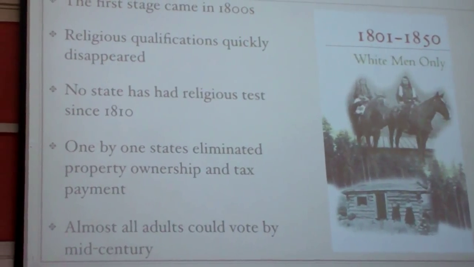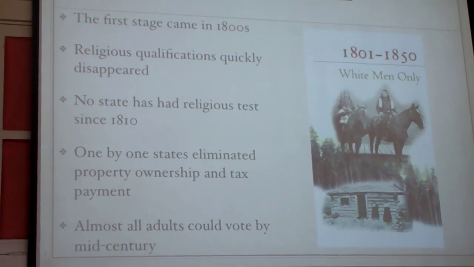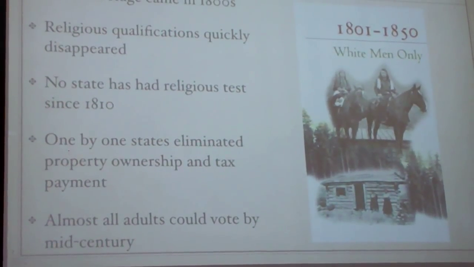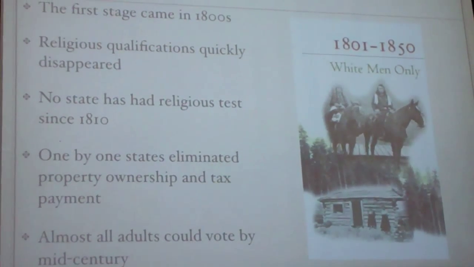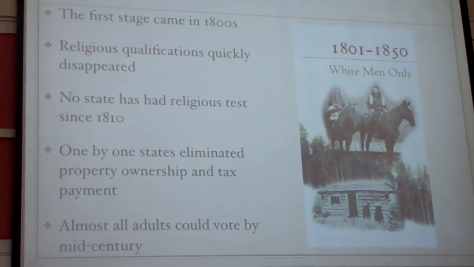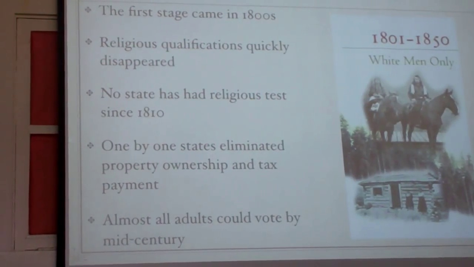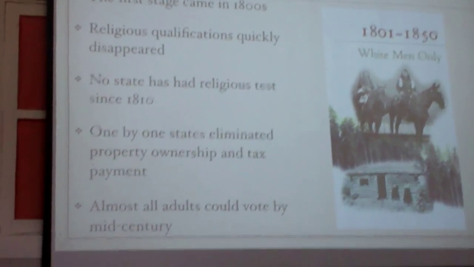The first stage came in the 1800s. Religious qualifications quickly disappeared. No state had religious tests after 1810. One by one, states eliminated property ownership and tax payment requirements. Almost all adults could vote by mid-century. What do you mean by the first stage? Like the first steps taken toward giving everyone the right to the franchise? Yeah.